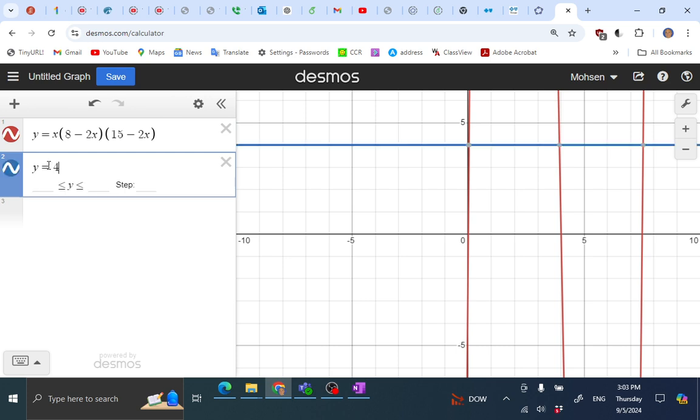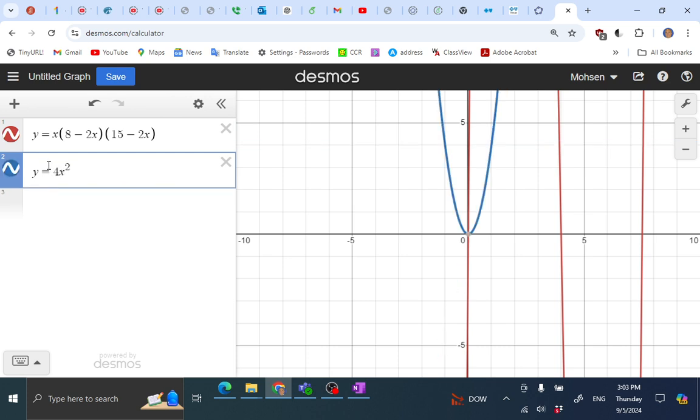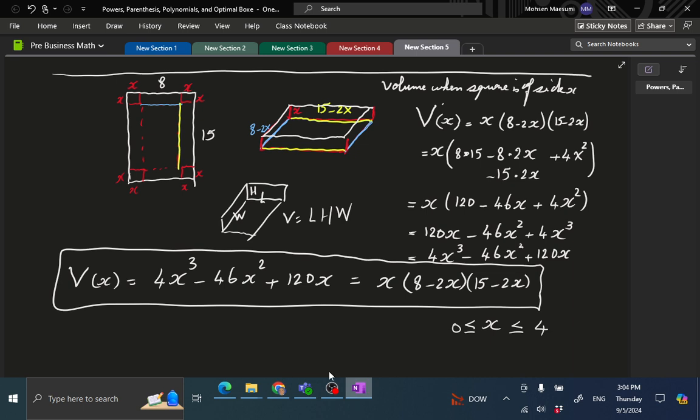It was 4x cubed minus, what was it, 46x squared. I forgot what I had, let me go back. 46x squared plus 120x.